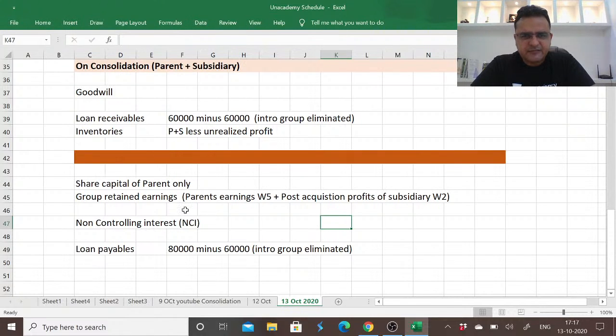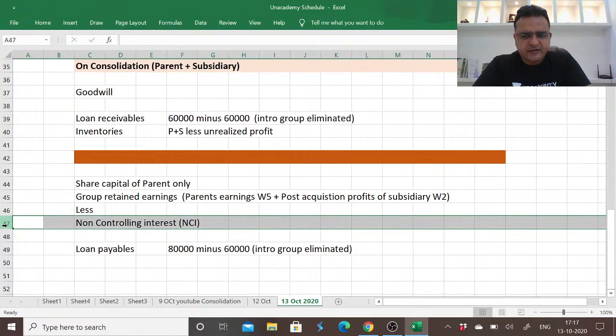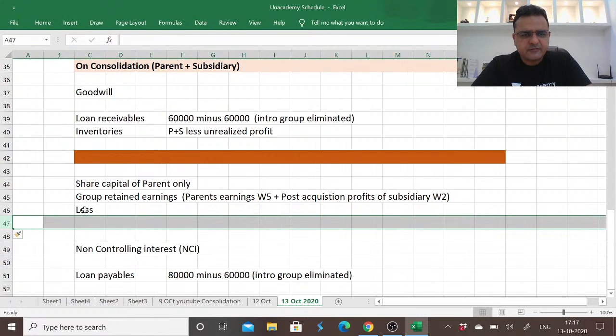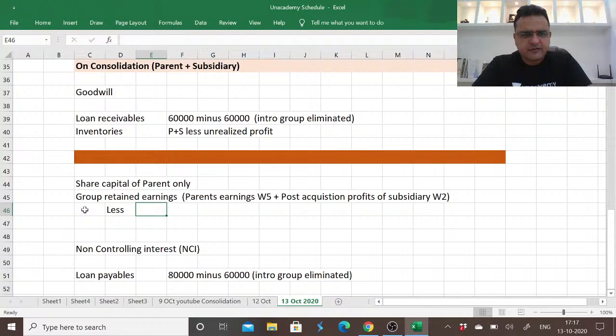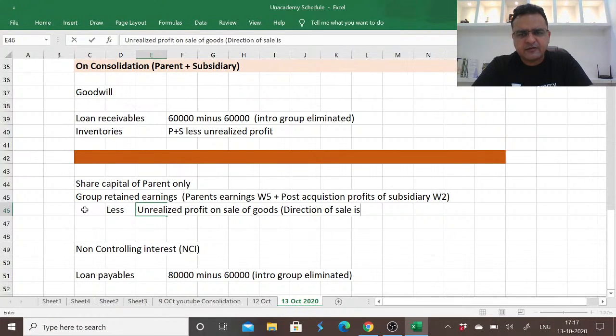If we say less group retained earnings and less unrealized profit on sale of goods, if we directly reduce it from the face of the balance sheet, then the direction of sale is irrelevant.